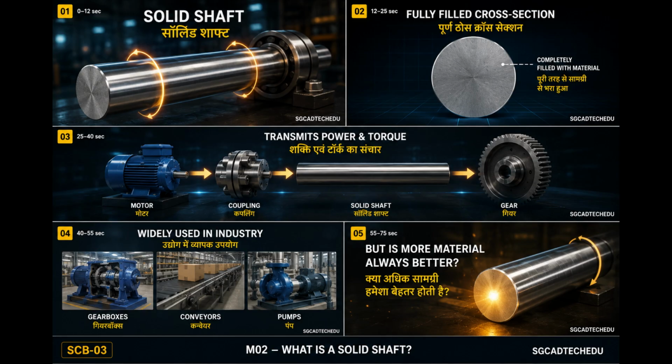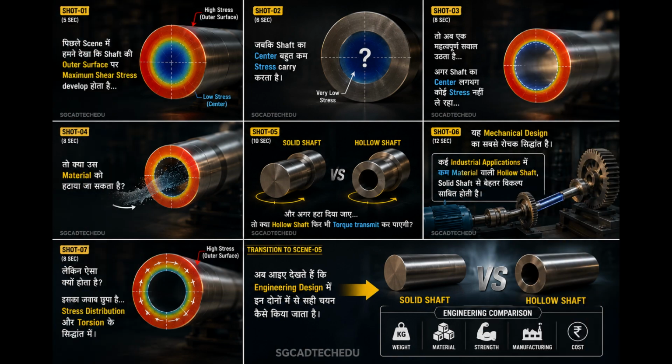When torque is applied to a solid shaft, shear stress is not distributed uniformly across its cross-section. The torsional shear stress is zero at the center of the shaft and increases gradually toward the outer surface. The maximum shear stress always occurs at the outermost surface. This means the material near the center contributes much less to resisting torsion than the material near the outside. This observation led engineers to ask an important question. If the center carries very little stress, is all that material really necessary? That simple question eventually led to one of the most efficient designs in power transmission, the hollow shaft.